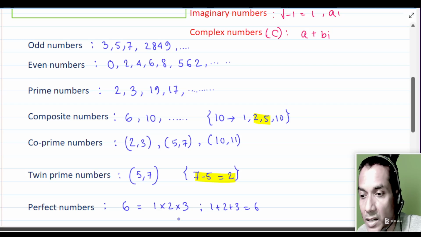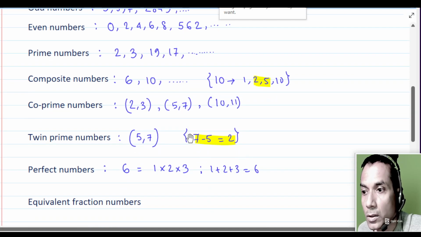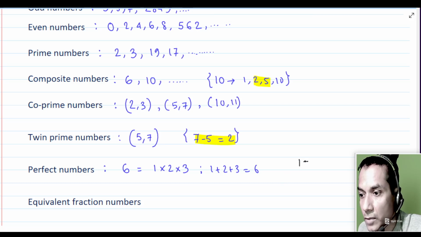So for perfect numbers, the factors are unique. Okay. But if I told you, for example, 15 is a perfect square, let's check it. Is 15 a perfect square or not? If we factorize 15, we get 3 and 5. Yes, the factors are unique, so this is a perfect number. Yes. If I told you 16, also correct.